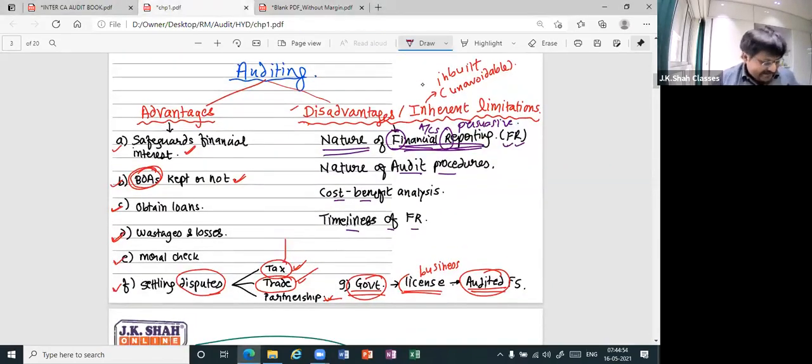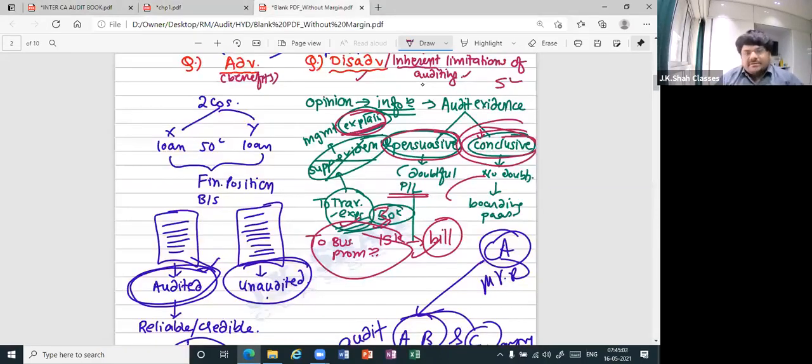Okay. So the first was nature of financial reporting. The second one is nature of audit procedures. What do you mean by that? This is simpler. The major explanation was this only, which I wanted you to understand. Now, when you talk about nature of audit procedures, unfortunately, the auditor is not allowed to check everything. The law has basically cut his wings. I will just give you one example, and you'll understand what I'm telling.